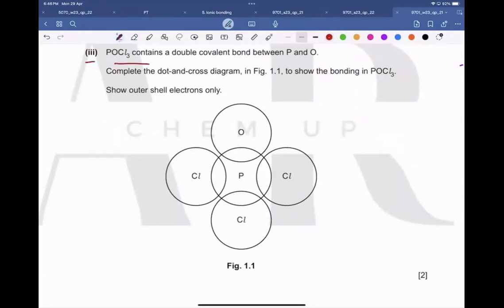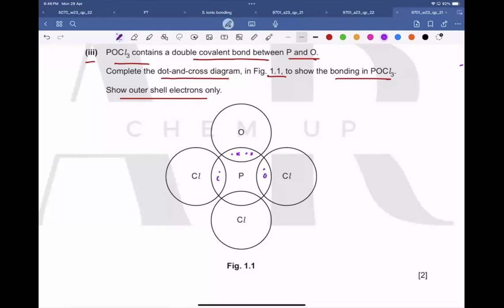Third part: POCl3 contains a double covalent bond between phosphorus and oxygen. Complete the dot and cross diagram in figure 1.1. Show the bonding in POCl3. Show outer shell electrons only. Okay, so they have told you that there is a double bond, right?